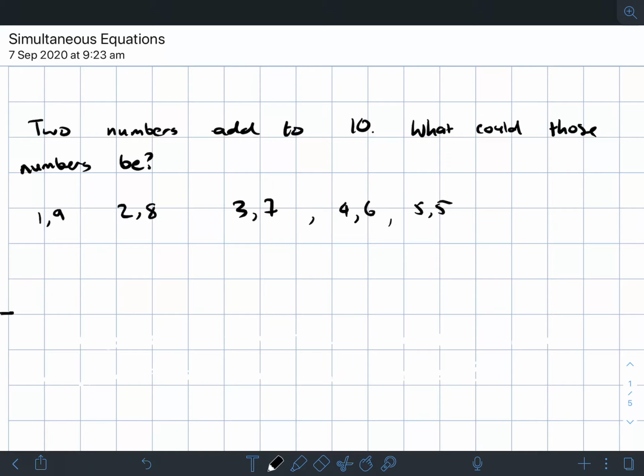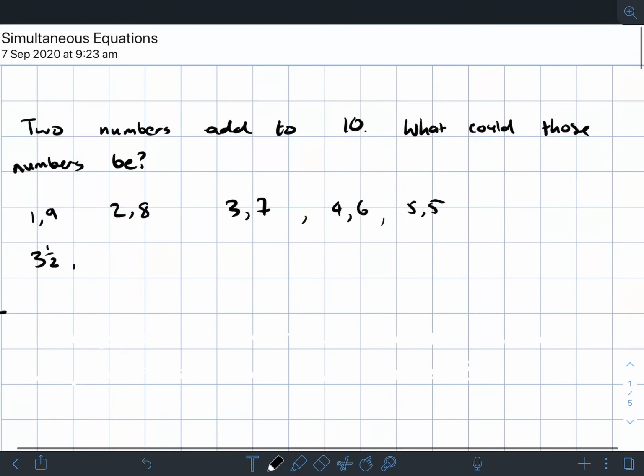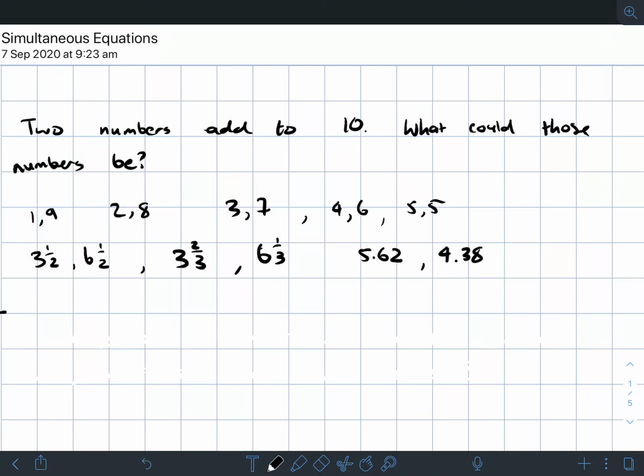We could also have some fractions. So I could say, let's go 3 and a half and 6 and a half. That fits. We could have 3 and 2/3, and then 6 and a third. What else could we have? We could have some decimal values, so we could have 5.62 and then 4.38. Okay, so almost infinite possibilities, especially if we can include decimals and fractions.